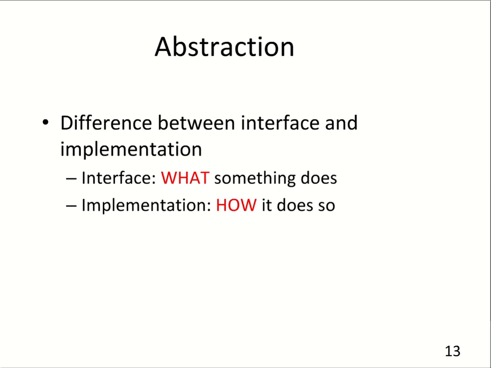Abstraction is really, you can think of it as the difference between the interface to a particular piece of functionality and the implementation of that functionality. The interface will tell us what something does and will give us a way to invoke that functionality, but will hide the details of how it does so and leave those up to the implementation.